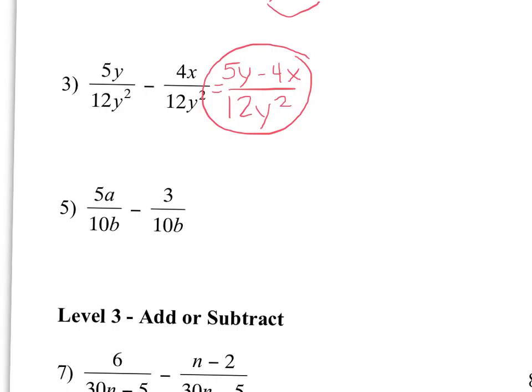Moving on to question 5, our denominator is going to be 10b, and we're going to have 5a minus 3 on top. There's nothing that we can simplify with this, so this would be our final answer.